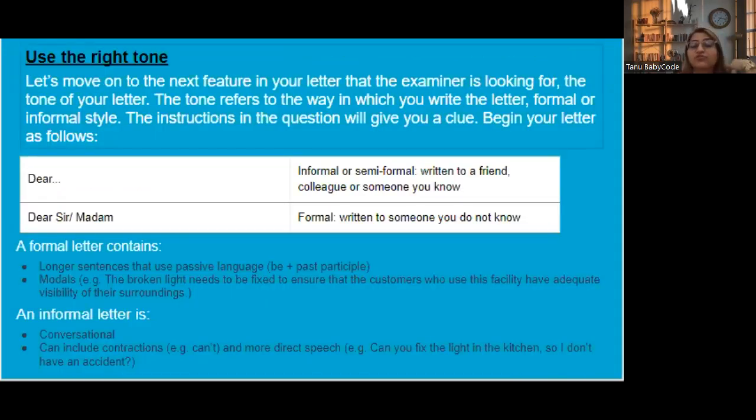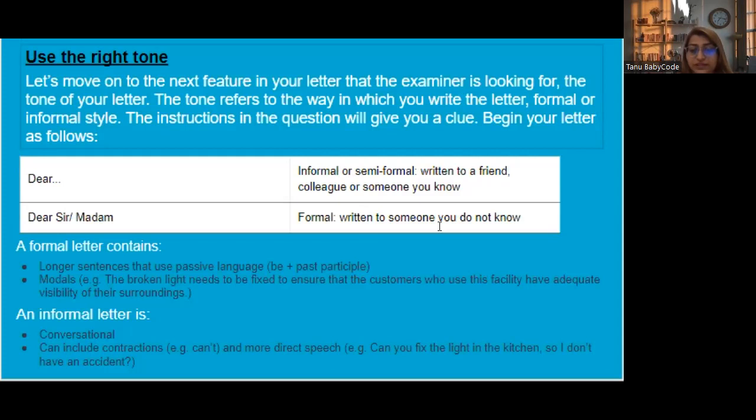Now, using the right tone. First one was state the purpose clearly. Second is using the correct tone. So let's move on to this feature: your tone of letter has to be correct, because tone refers to the way in which you write the letter, whether it's a formal style or informal style, right? The instructions in the question will give you a clue. Begin your letter as follows. Dear means that maybe you're writing informal or semi-formal. It can be to a friend, colleague, or someone you know. But when they say Dear Sir or Madam, that means you're writing a formal letter to someone you do not know, right?